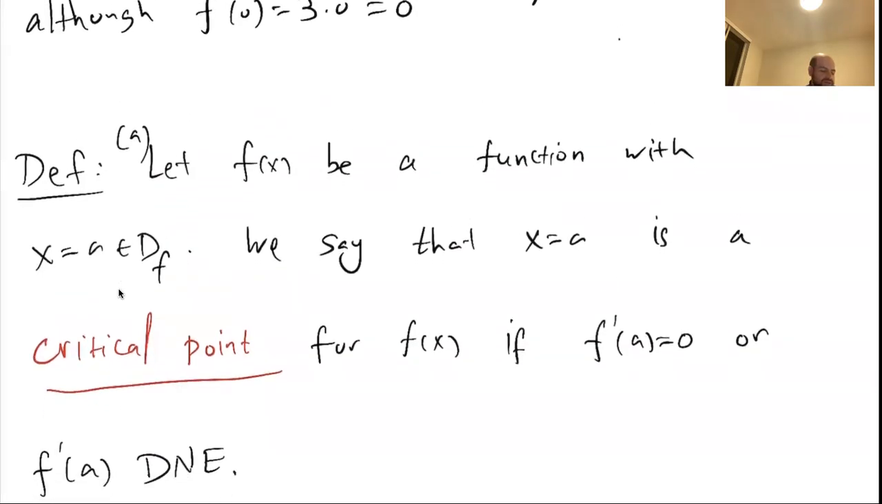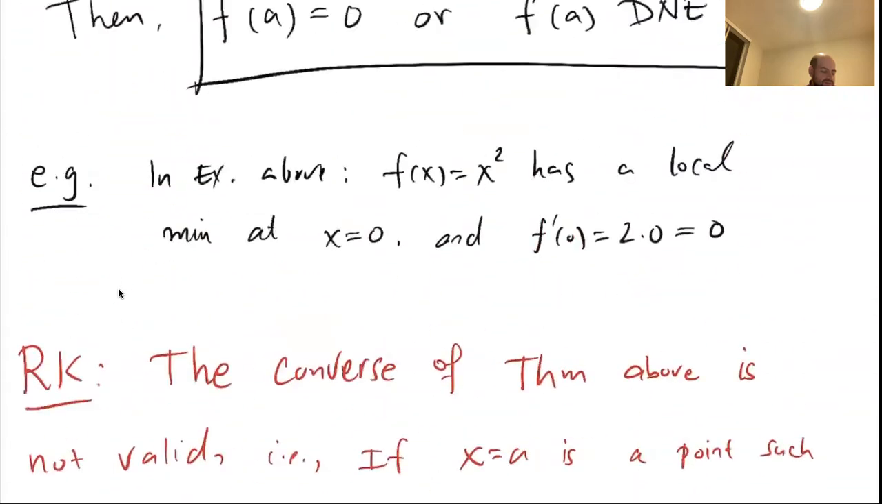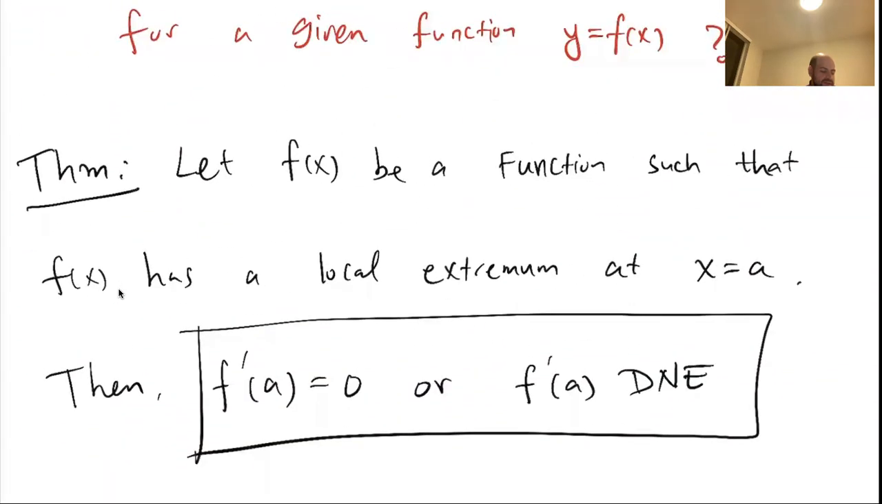So based on this definition, the theorem above says what? Because the theorem said if a function has a local extremum at x equals a, then f prime of a is 0 or f prime of a does not exist. But I'm calling this f prime 0 or f prime doesn't exist a critical point. So if I combine this theorem with the definition I just mentioned, I can say that if a function has a local extremum at a, then that point a must be a critical point.